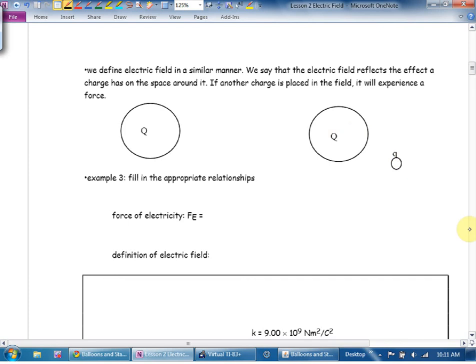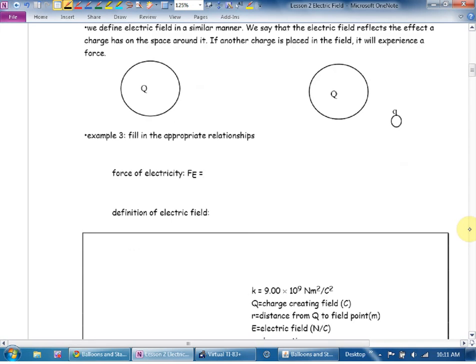It says, fill in the appropriate relationships. The force of electricity, we said, was K big Q little q over R squared, where K was 9 times 10 to the ninth. In gravity, it was 6.67 times 10 to the negative 11. Big Q is the big planetary charge. Little q is the little tiny positive or negative test charge. And R squared would be that distance squared.